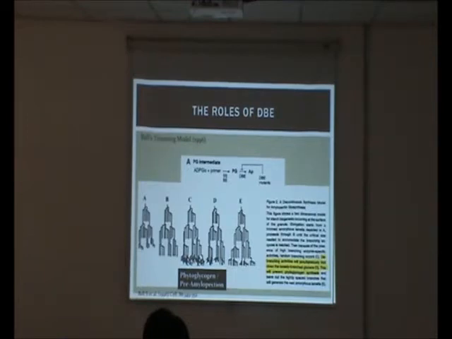biologists about the role of this DBE. Okay, and this is the very first model. And in this model, they propose that actually phytoglycogen is an intermediate of amylopectin.